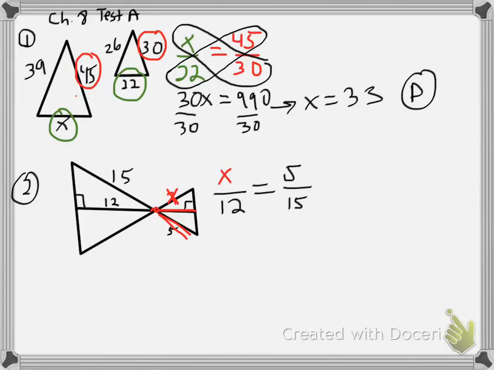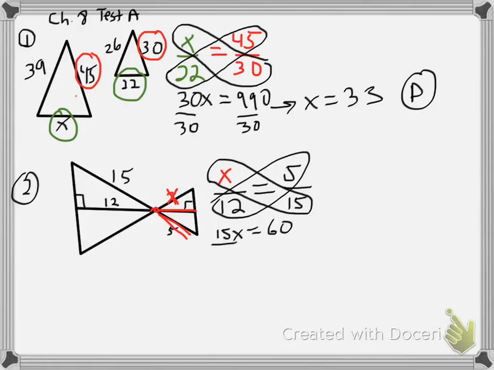Okay, and when you cross multiply this, 15x equals 60. 5 times 12 is 60. Divide by 15. You get x equals 4. And when you look at your answer choices, that's choice A.